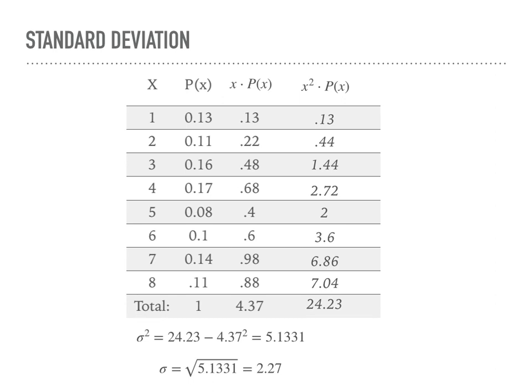Now keep in mind, variance is sigma squared, so variance is equal to 5.1331, and standard deviation is 2.27.